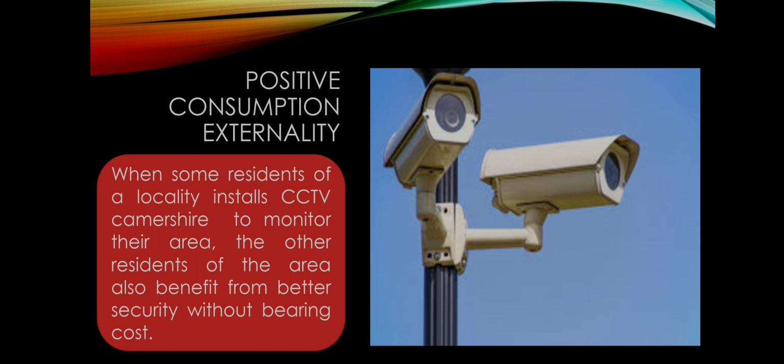A particular person is consuming a CCTV camera, fixing a CCTV camera in his house, out of which the rest of the society is enjoying safety. The whole area is being monitored. All the residents in the area are enjoying the benefit out of it. So this is an example for positive consumption externality. And now we will see negative consumption externality.